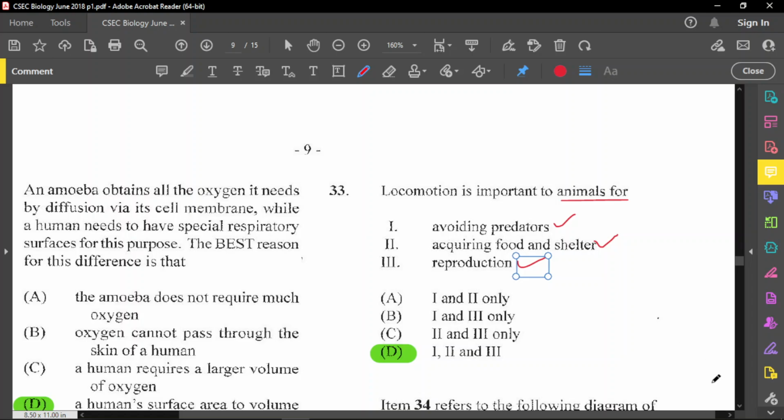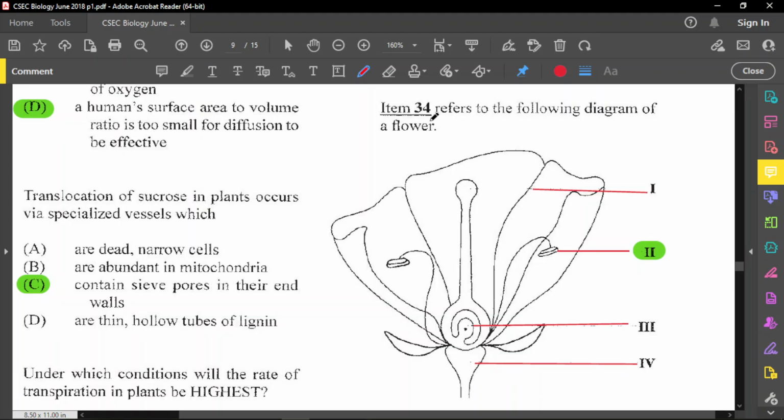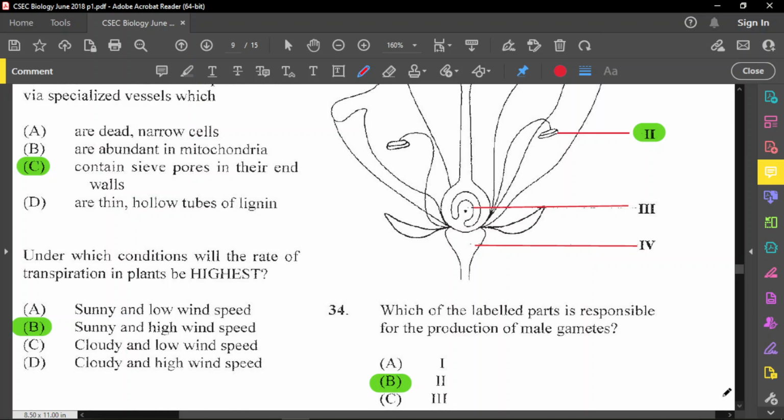Awesome. All right. So let's jump to the next question now, which is question number 34, item 34, which refers to the following diagram of a flower. And we'll go through the parts. Part 1 is the petal, as we know. Part 2 is the anther. Then we have structure 3, the ovary, and the ovary contains ovules. Then we have the receptacle at the base right there. We have the sepals, and also attached to the anther, we have the filament.